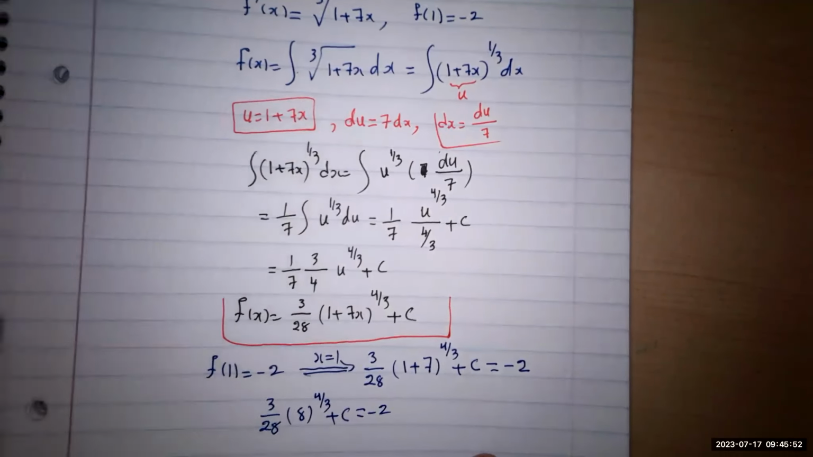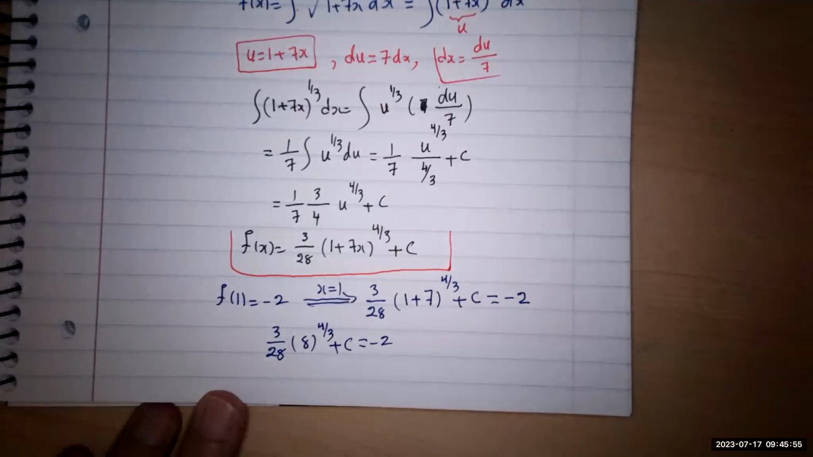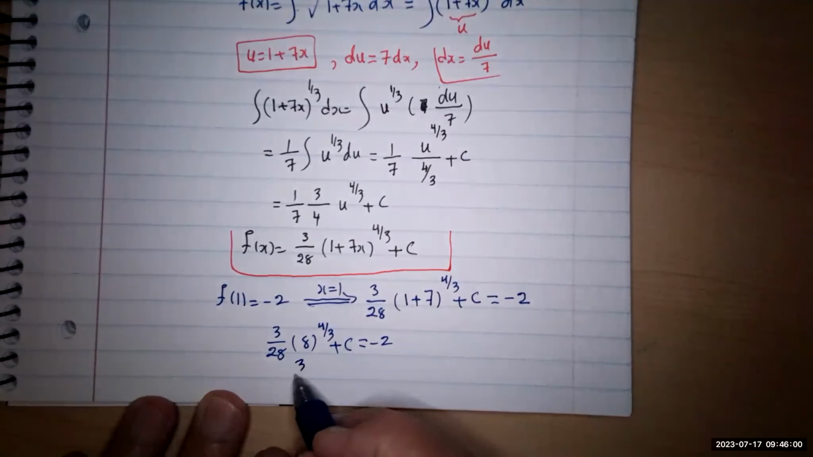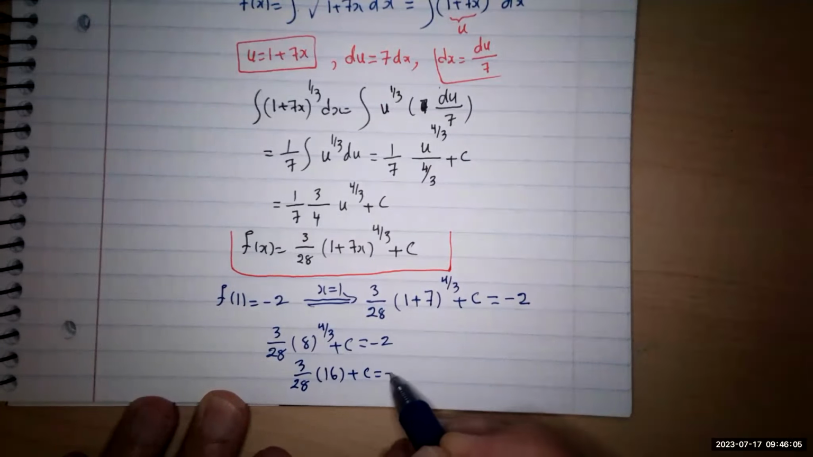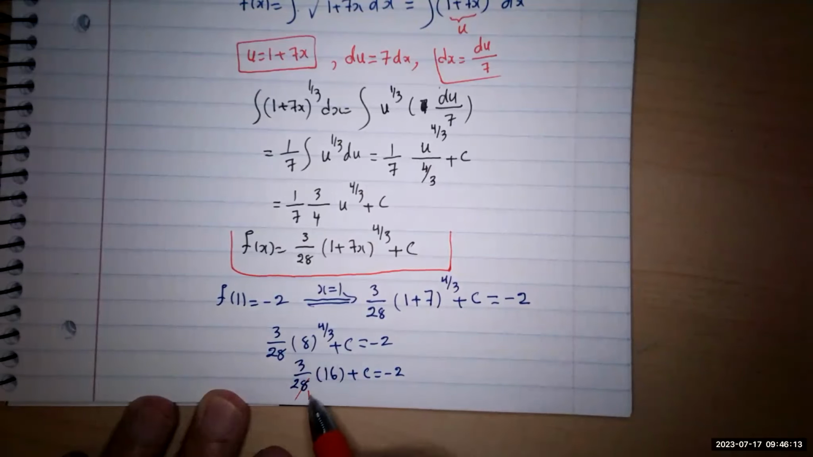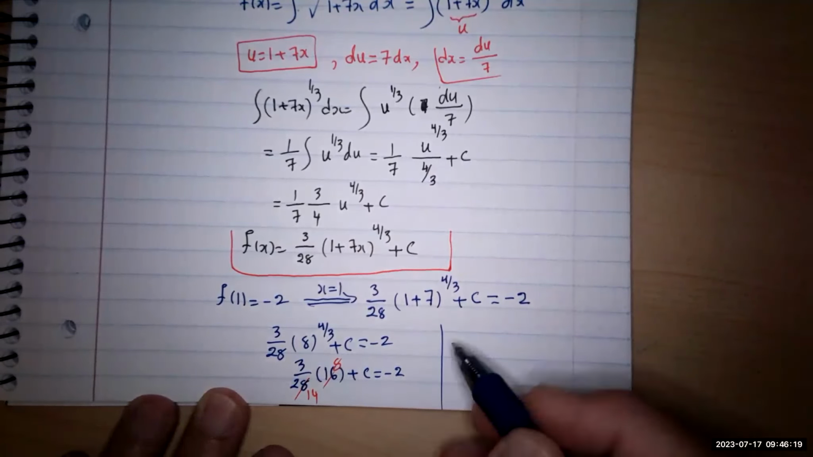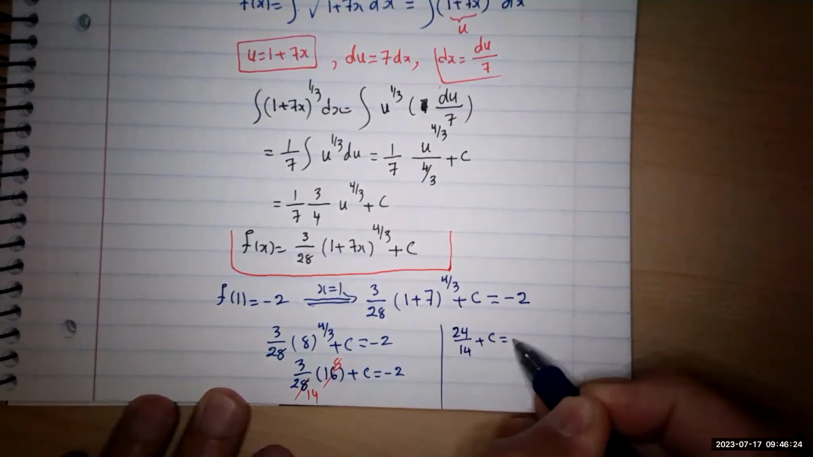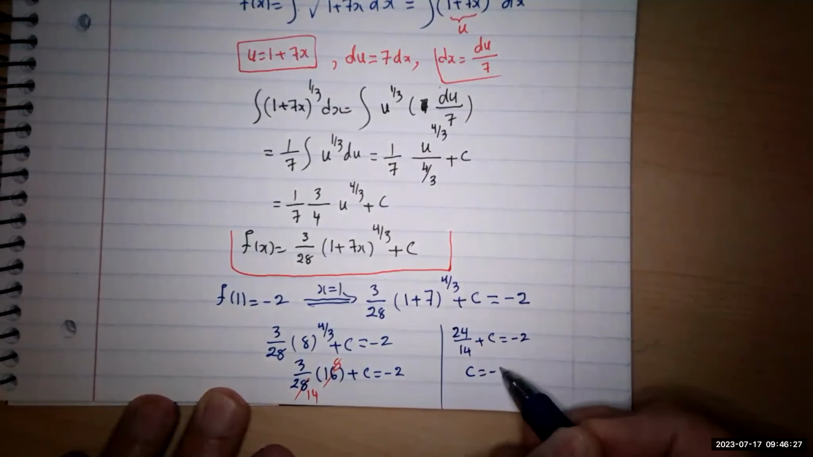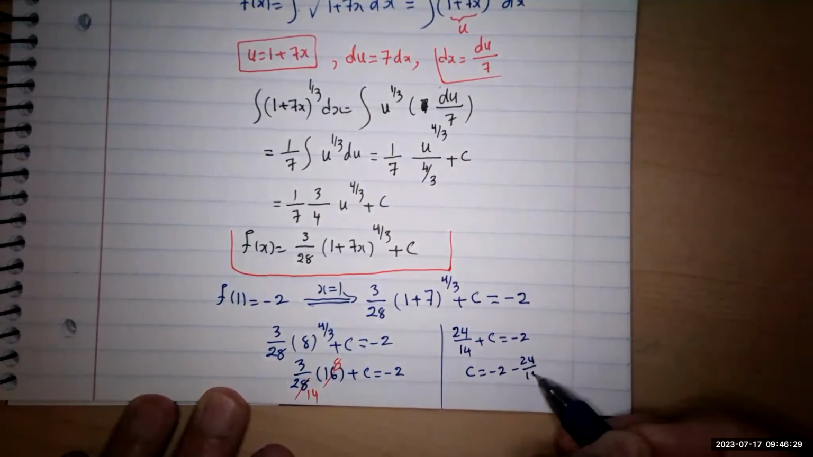We have to simplify it. 8 to the 1/3 would be 2. 2 to the 4th would be 16. So that gives 3 over 28 times 16 plus c equal to -2. Then what else can we do? We can simplify these two, so that's going to be 14, and that would be 8. 8 times 3 is 24. So that gives you 24 over 14 plus c equal to -2. So c would be -2 minus 24 over 14.